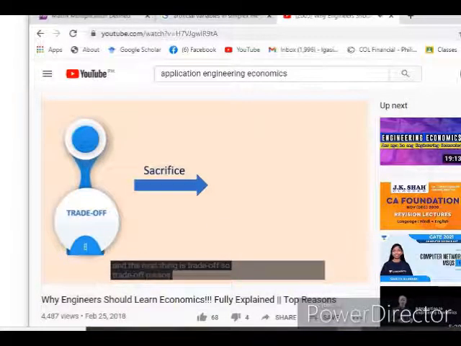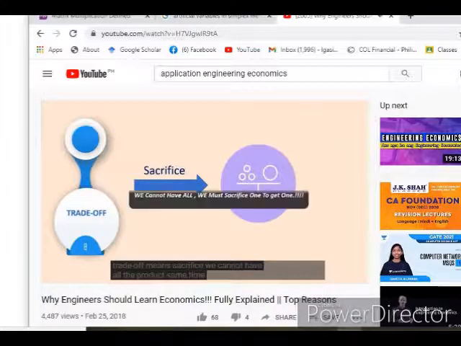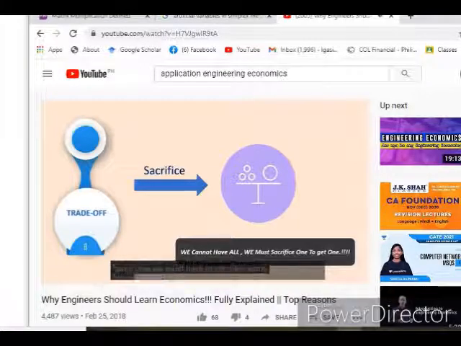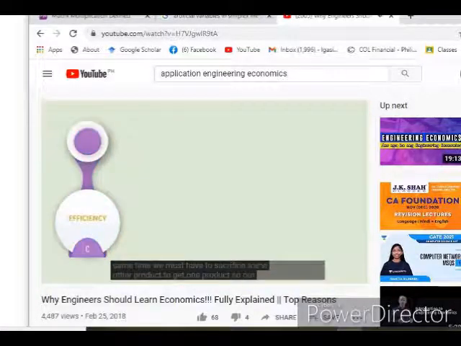So trade-off means sacrifice. We cannot have all the products at the same time because we have very limited resources, limited money, but we have unlimited wants. So we cannot have all the products at the same time. We must sacrifice some other product to get one product. So our next topic is efficiency, which economics handles really perfectly.